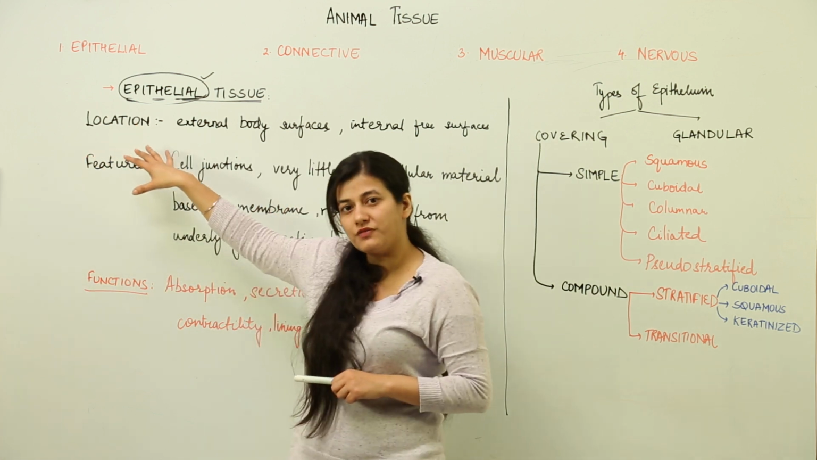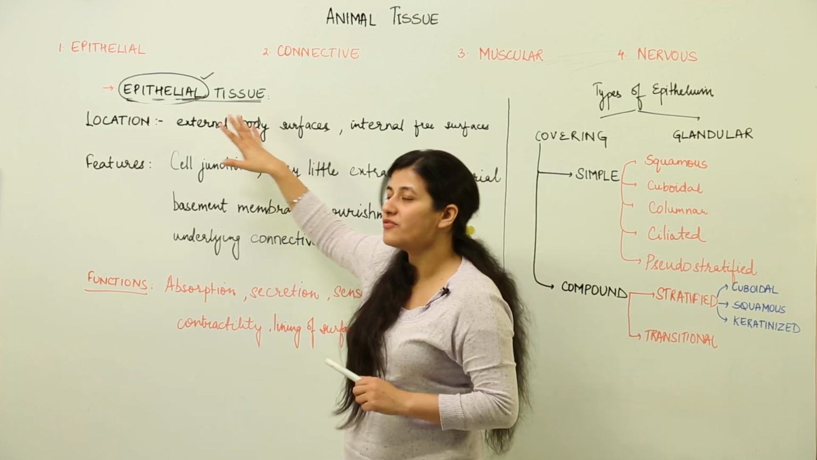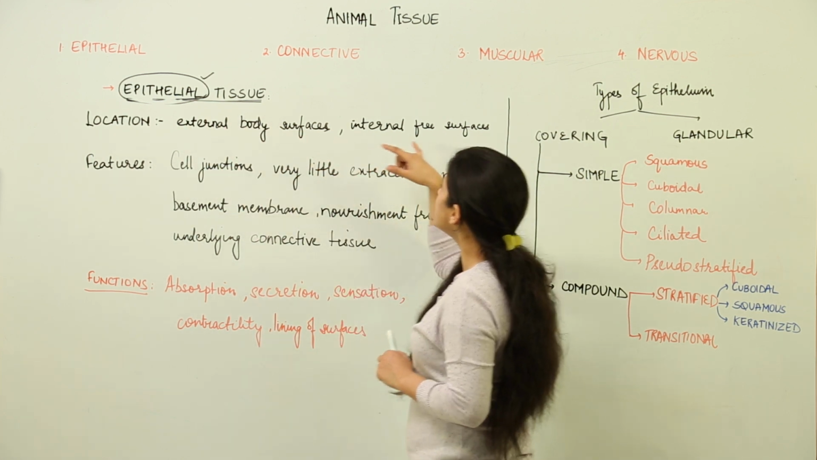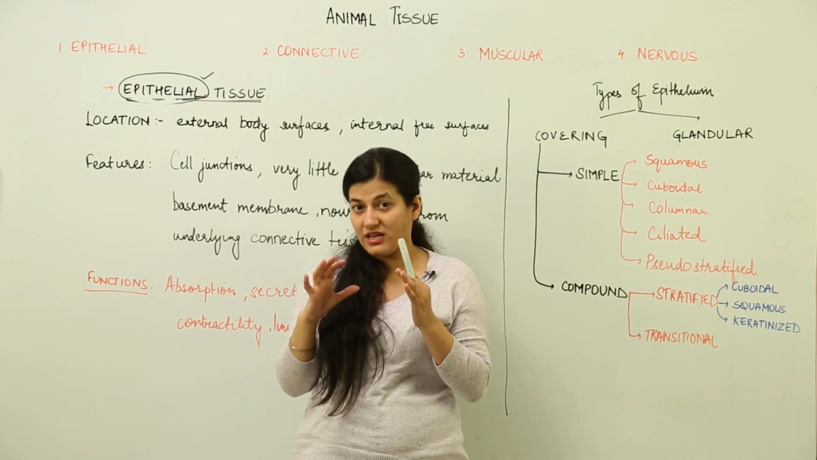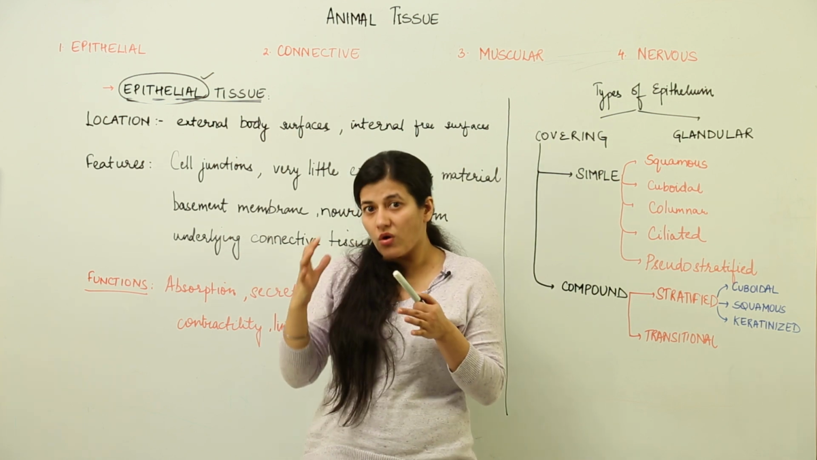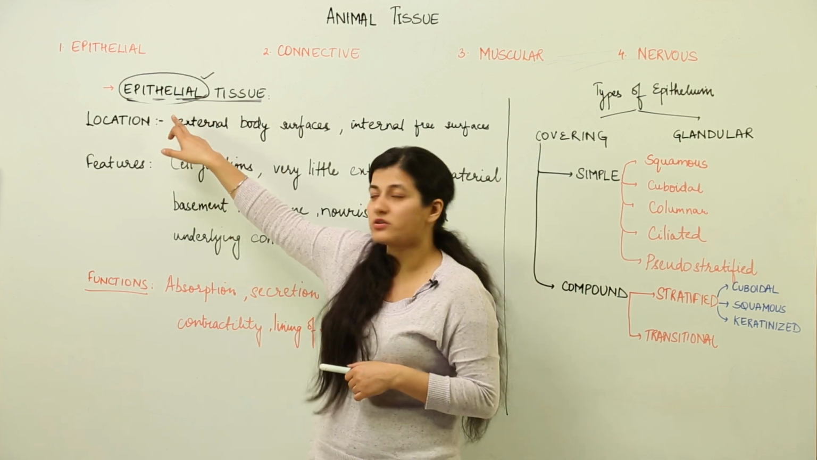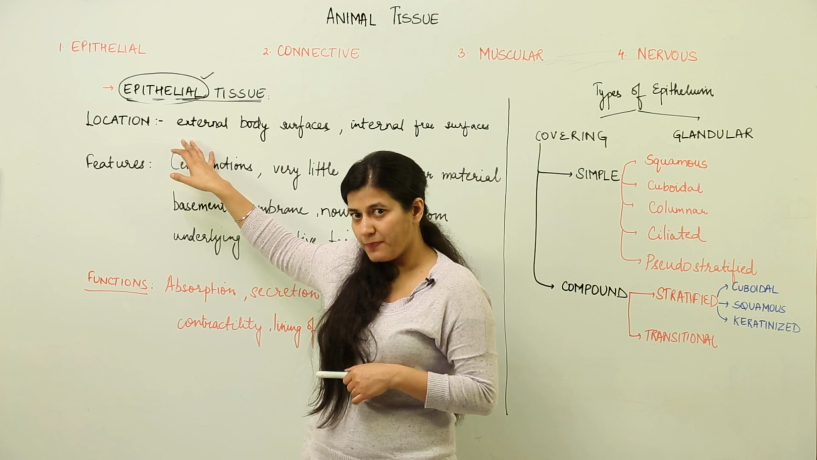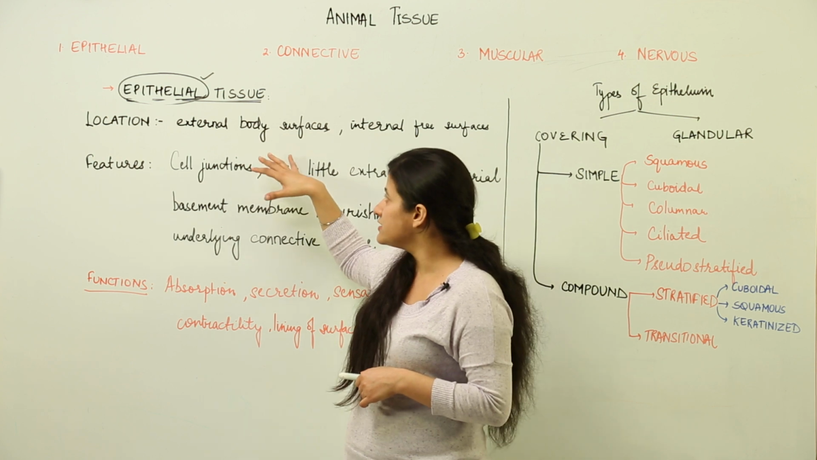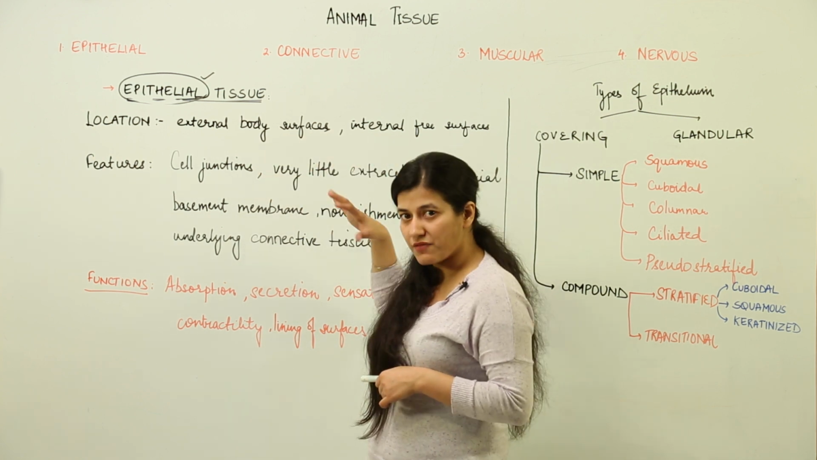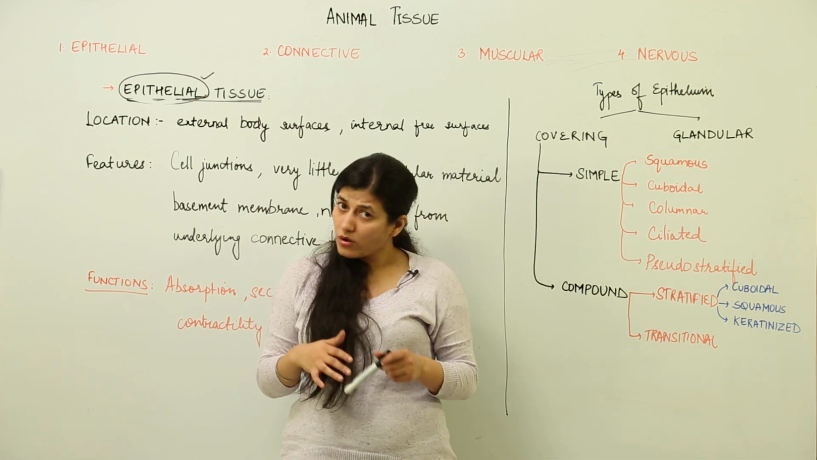So the location of this tissue is in the external body surfaces, say our skin, that is made up of epithelial tissue, and internal free surfaces. You know our body is hollow, it has many cavities inside it, it has many organs. So all the boundaries that would be formed for any organ would be because of the epithelial tissue present there. So the location should be clear: the external body surfaces, and the internal free surfaces wherever the body has them, that would be lined by the epithelium or the epithelial tissue.